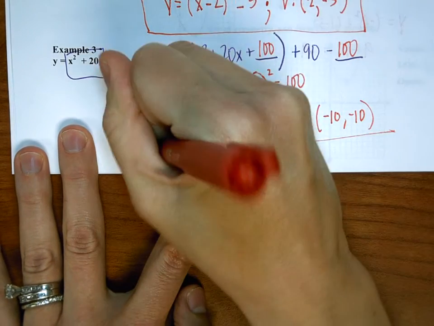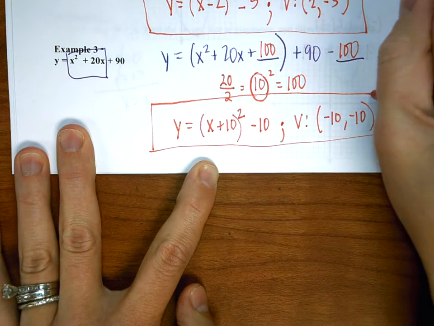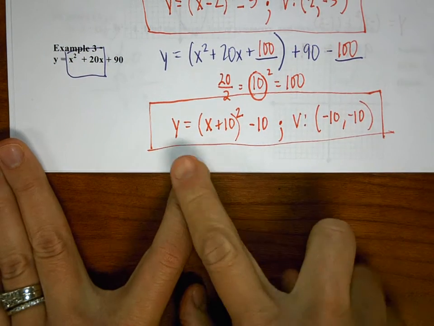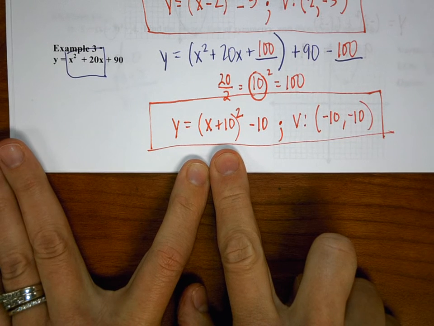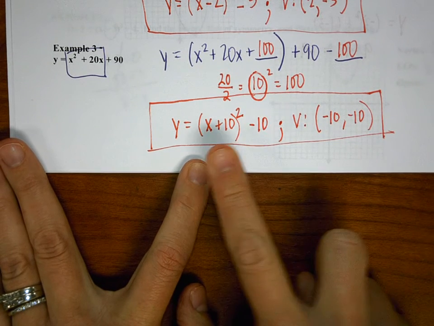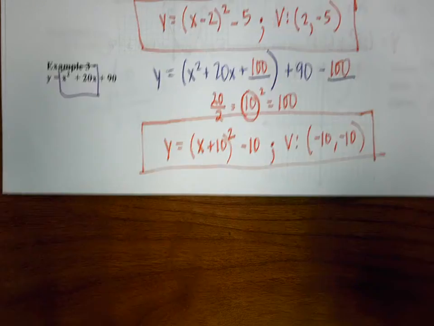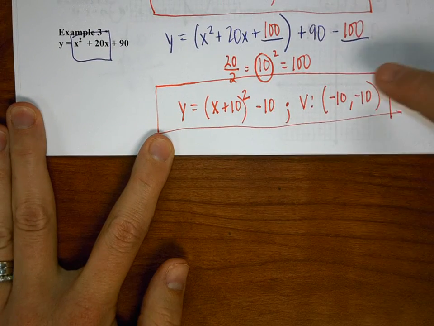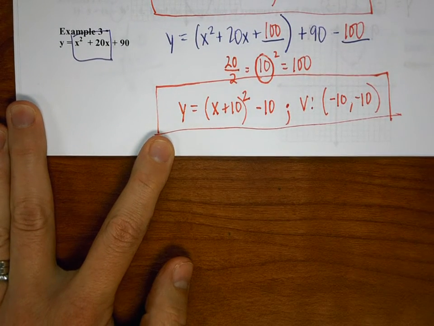Is anyone not sure where I got the numbers, or do you want me to talk about it again? In y equals the parentheses x plus 10, you have to do the opposite of it. Is that what... oh, when you're getting that 10? Yes, always the parentheses. When you pull out that number, you get the opposite for your vertex. Other questions?